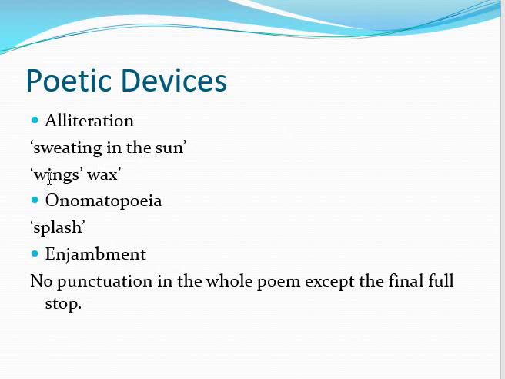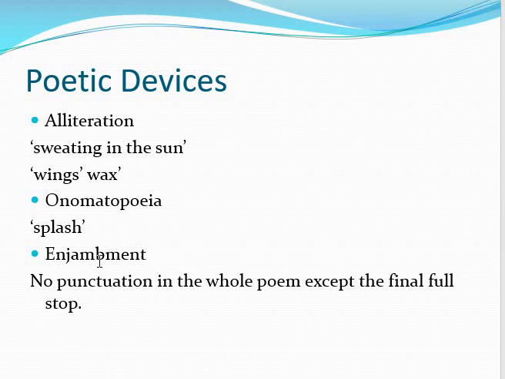The next example in the poem is "wings wax". These words start with the W sound. Wings W and wax W. W is again a consonant sound, and this is used two times in one line. This is called alliteration. The next poetic device is onomatopoeia. Onomatopoeia is splash. Splash is the sound of the fall of Icarus. So splash is onomatopoeia.